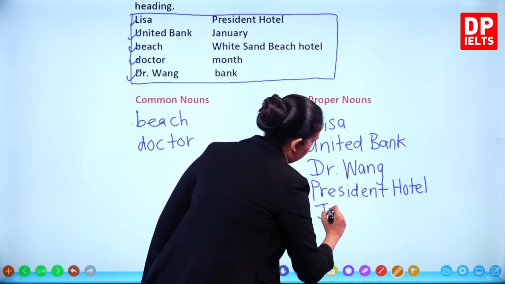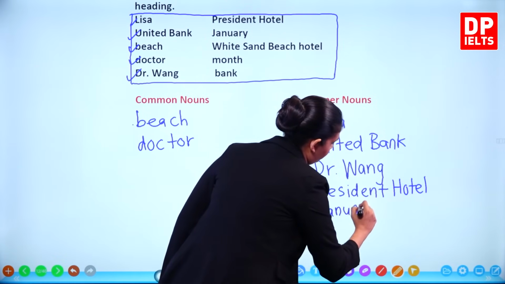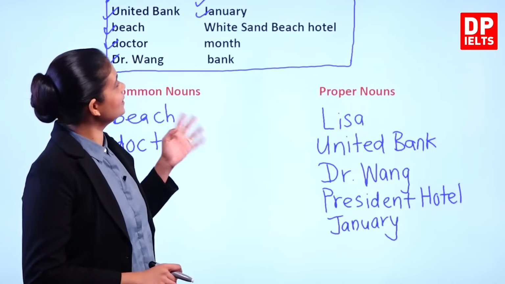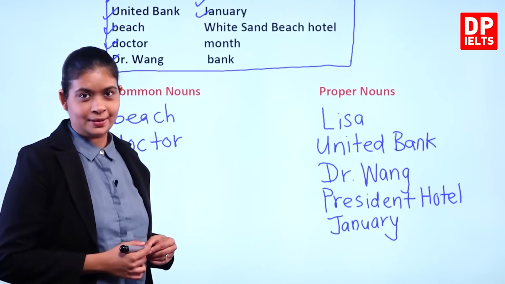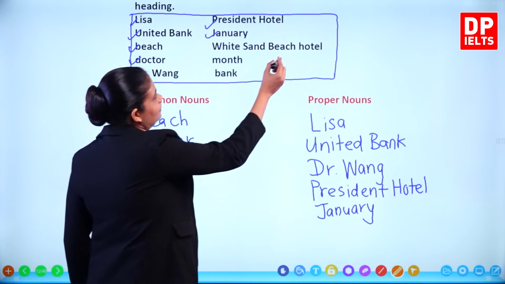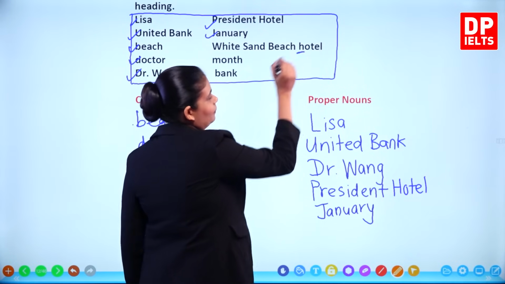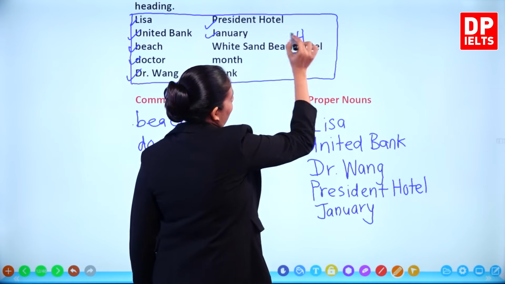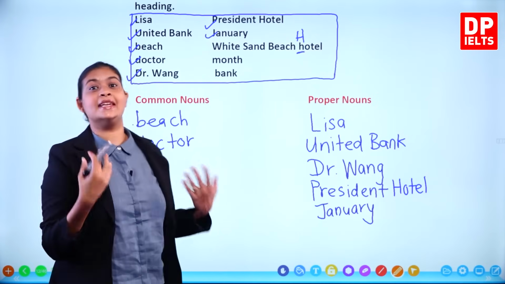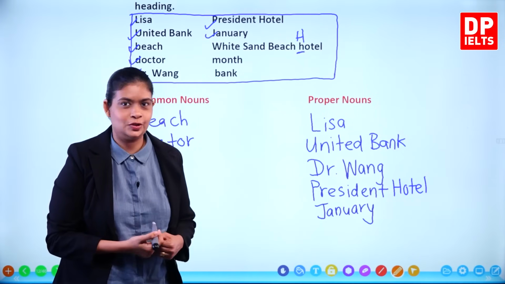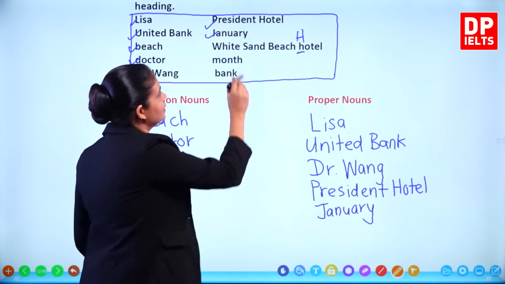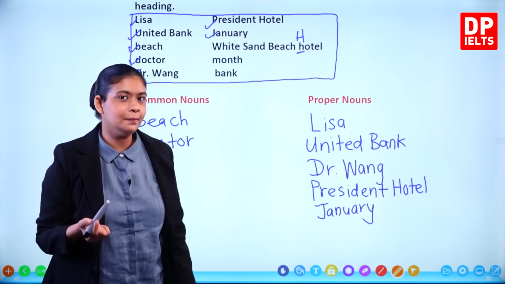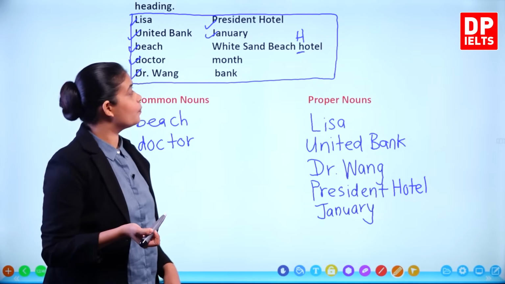Therefore we put it under proper nouns. Right? So next one, White Sand Beach Hotel. Now if you can say White Sand Beach, there's a little error. I'm not sure if you see that, right? But here it should be capital, okay? Because it is a name of a specific hotel. So you should see those little things, right? White Sand Beach Hotel. So because it is a specific name, we should use it as a proper noun.